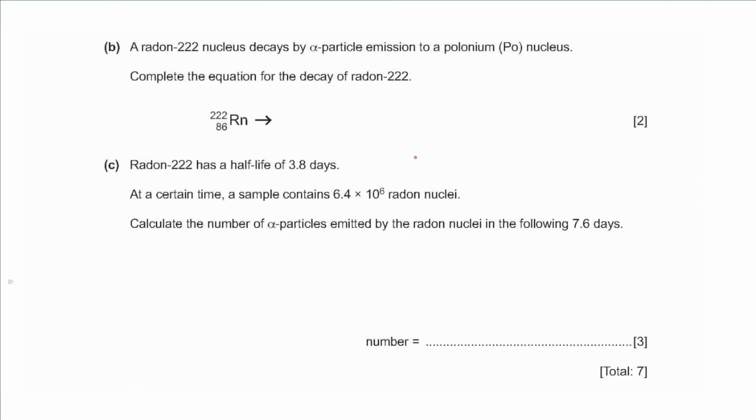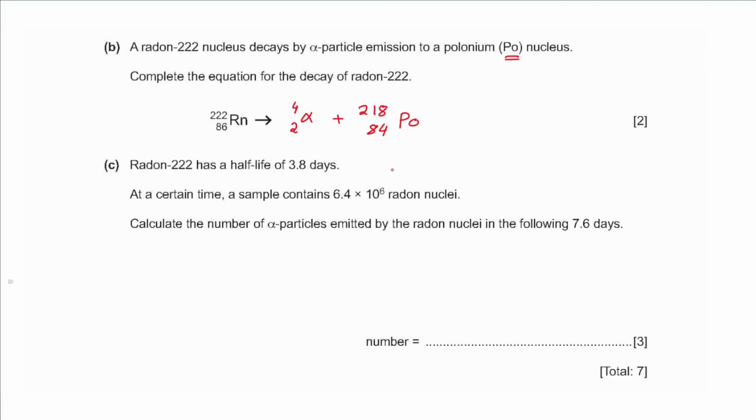Part B says a radon 222 nucleus decays by alpha emission to a polonium nucleus. Complete the equation for the decay of radon 222. First we have the alpha, which must be memorized with numbers 4 and 2, and then we decrease the number of nucleons by 4 for the new element to 218, and then decrease the proton number by 2 for the new element, so 86 minus 2 is 84. And the symbol was given in the question, Po.